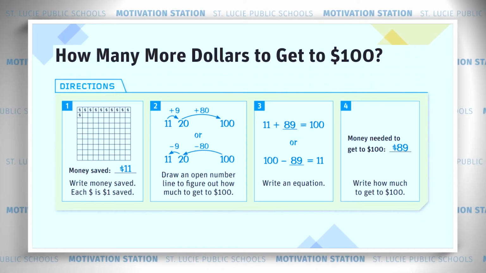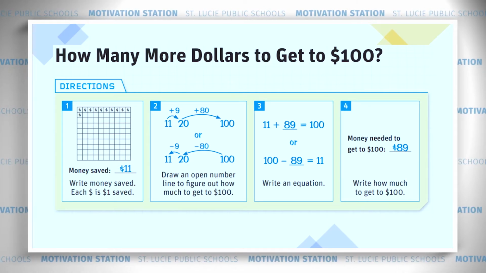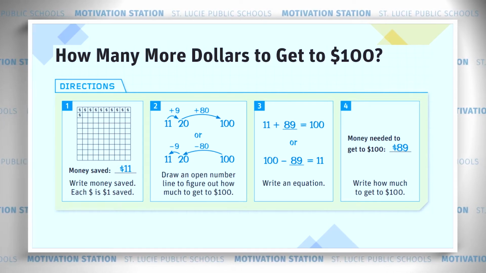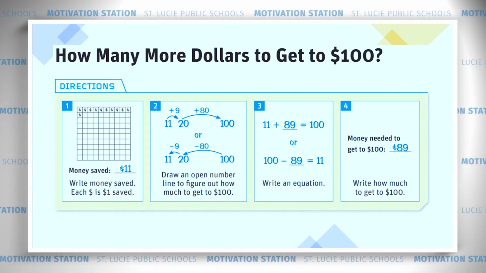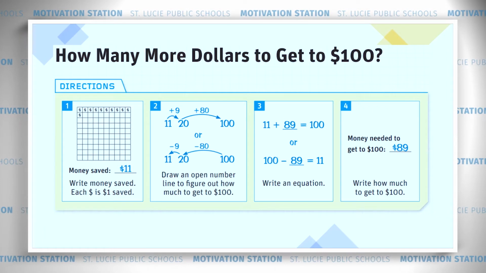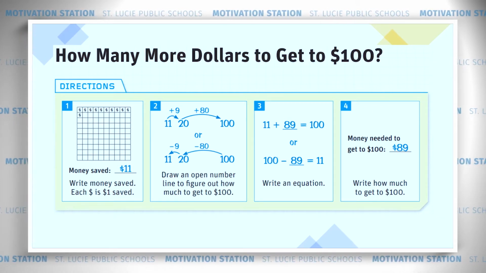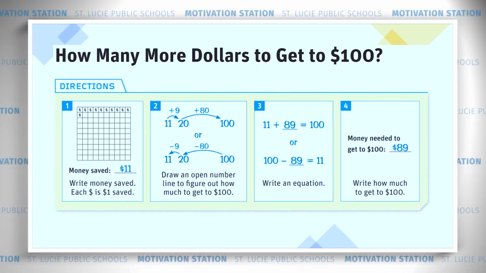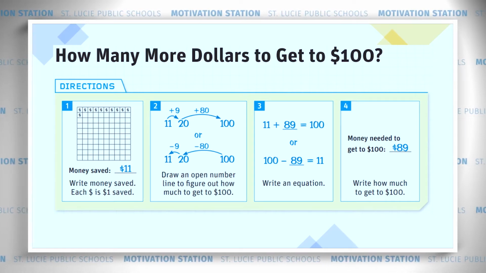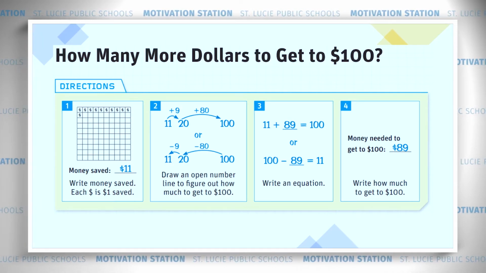The title of this page says, How many more dollars to get to $100? The directions say, Step 1, write money saved. Each dollar sign is $1 saved. So in the example, they have 11 dollar signs on their grid, so they wrote $11 on the money saved line. Step 2, draw an open number line to figure out how much to get to $100.